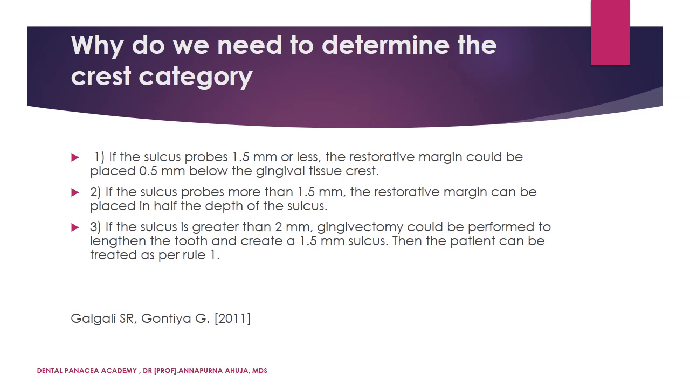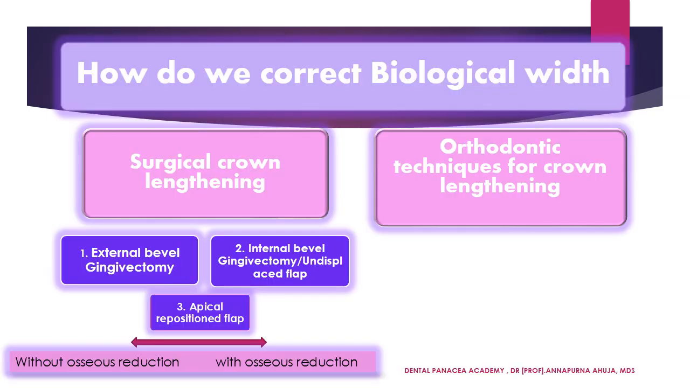If the sulcus is greater than 2 mm, gingivectomy could be performed to lengthen the tooth and create 1.5 mm sulcus. Then patient can be treated as per rule 1. Okay. Then how do we correct this biological width? What are the different techniques to correct this biological width? One is surgical, another one we can also utilize orthodontic technique for crown lengthening.